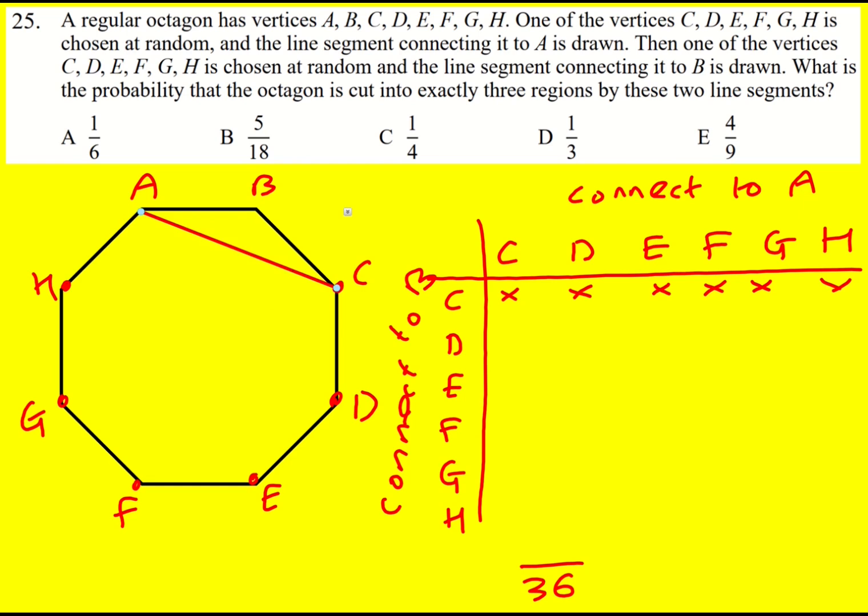What about if I connect D to A? Then C to B is just 2, but D to B, okay, I can do the same one twice, remember, would work, but E, F, G, H will end up crossing. So that one's not okay, but that one is. One possibility so far. I'm going to work my way around. So E to A, now E to B and D to B are possibilities, but C and the rest of them are not.